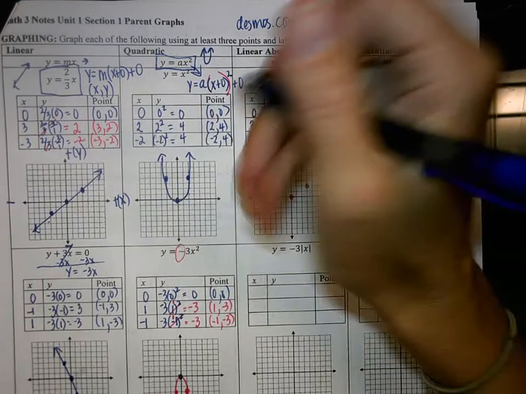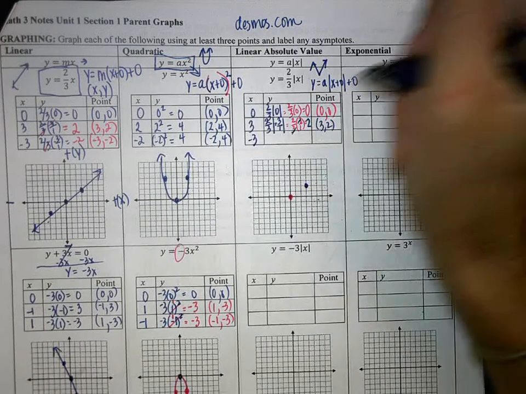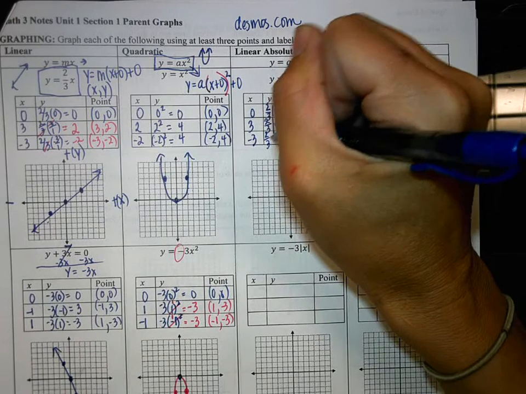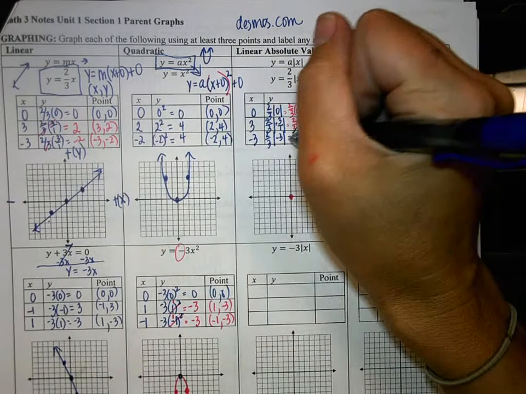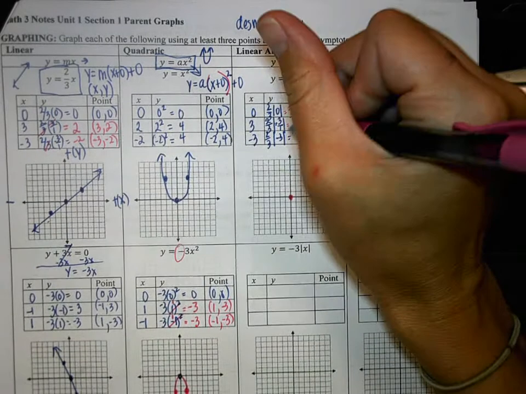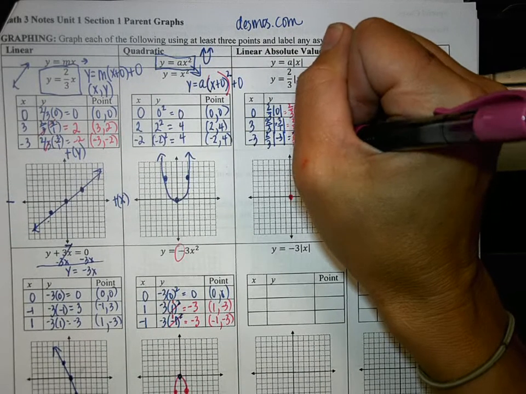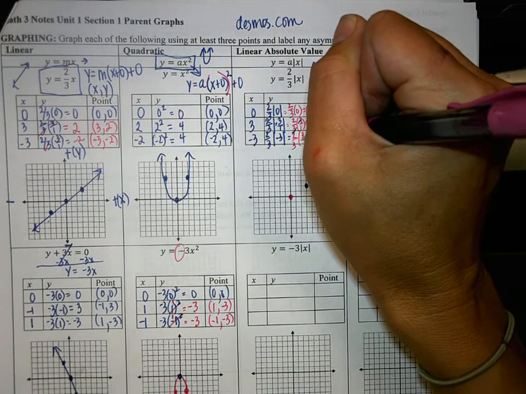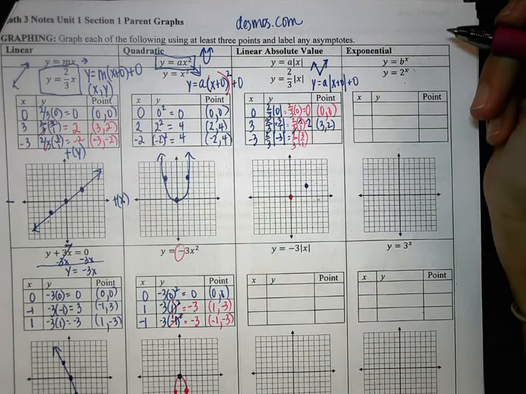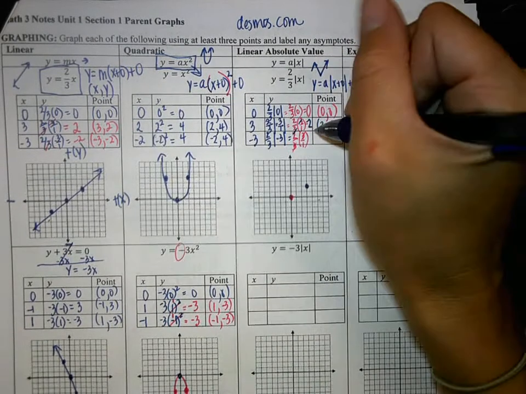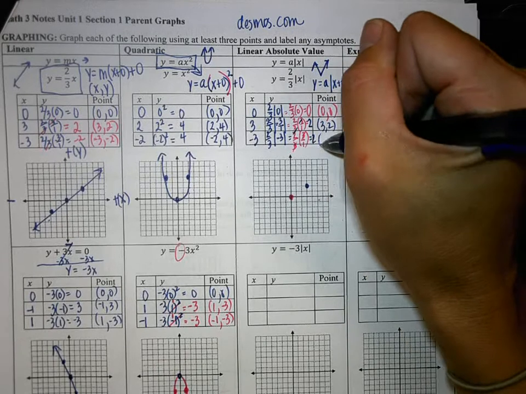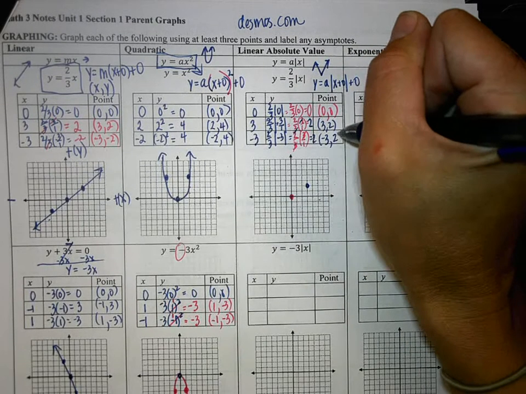Next, I'm going to plug in -3. So we have 2/3 absolute value of -3. What is the absolute value of -3? +3. So I have 2/3 times +3, or 3 over 1. The 3's reduce, and we end up with what? 2 as well. So the ordered pair is -3, +2.